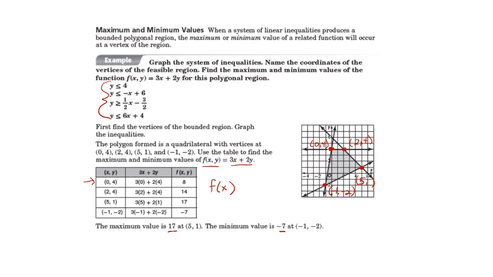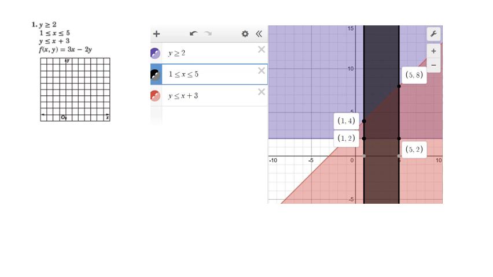All right, so that's what we're going to do. We're going to graph some inequalities, find the vertices of the enclosed region, then find the minimum and maximum values that go with each. And again, this is used a lot in business, warehousing, logistics, and stuff like that. So here's example number 1. Again, I'm going to use Desmos as a tool here.